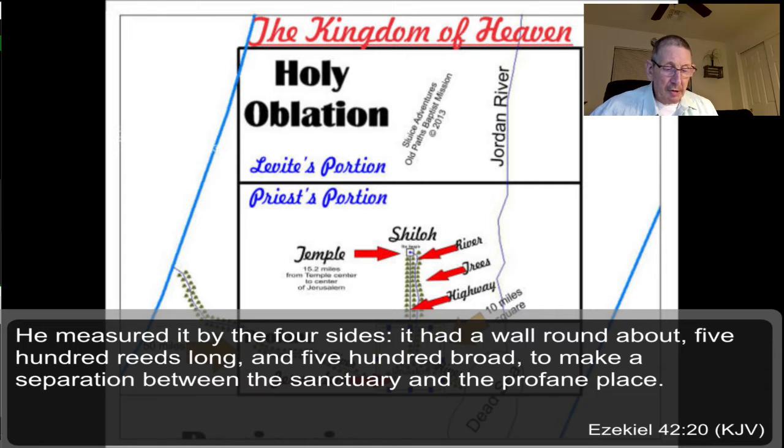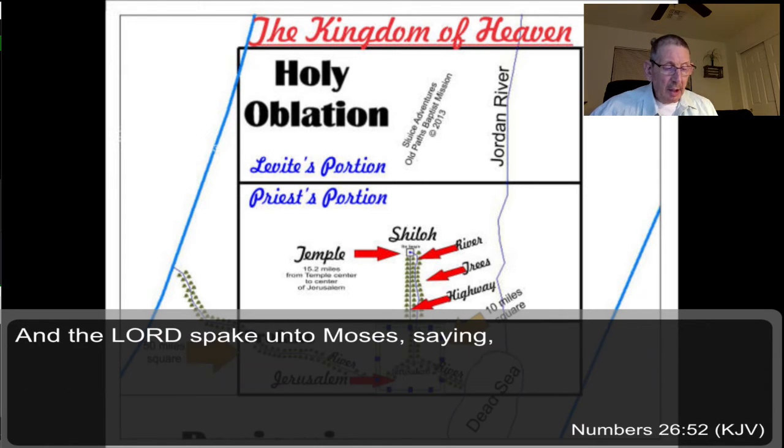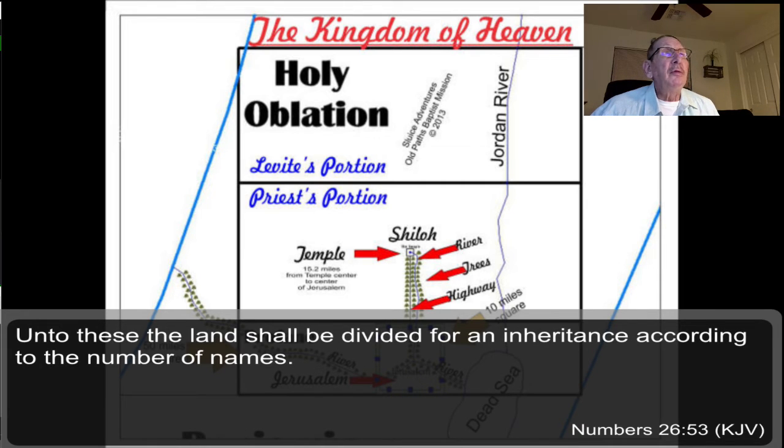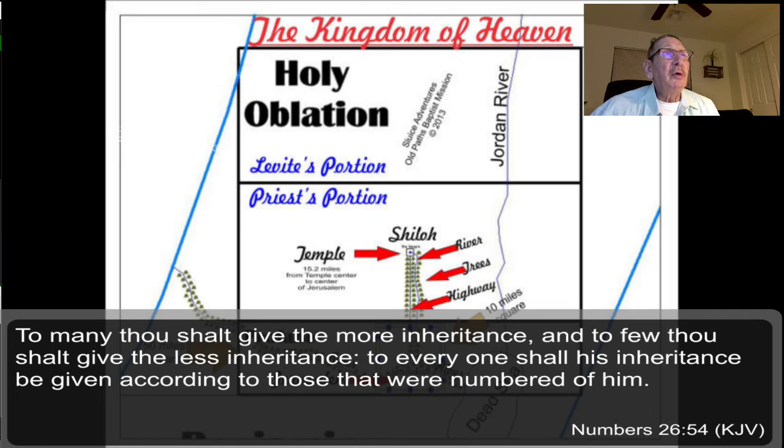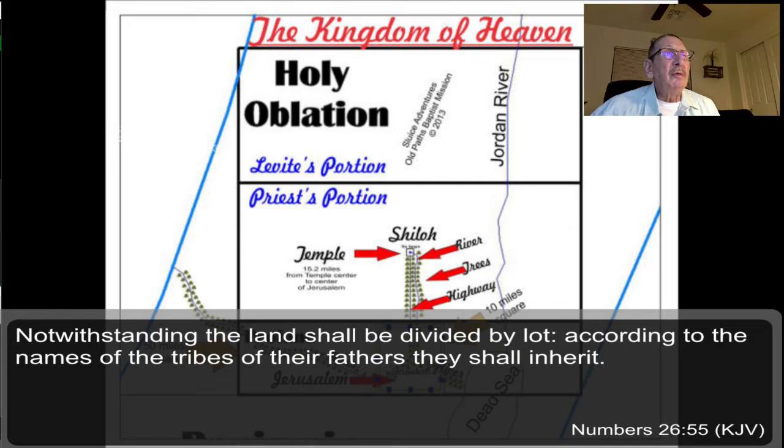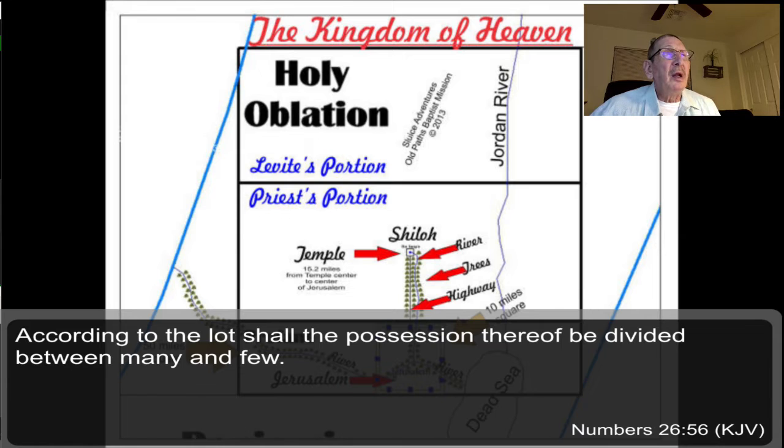Also over in Numbers, talking about dividing the land, 26:52 through 56, and the Lord spake unto Moses, saying, Unto these the land shall be divided for an inheritance, according to the number of names. To many thou shalt give the more inheritance, and to a few thou shalt give the less inheritance. To everyone shall his inheritance be given according to those that were numbered of them. Notwithstanding, the land shall be divided by lot; according to the names of the tribes of their fathers they shall inherit. And according to the lot shall the possession thereof be divided between many and few.